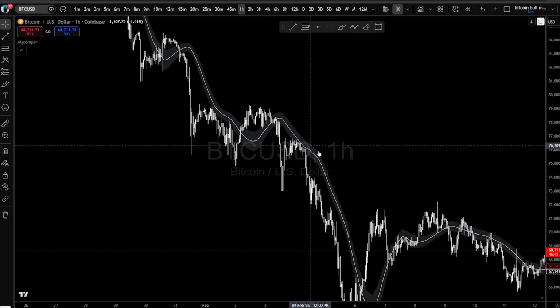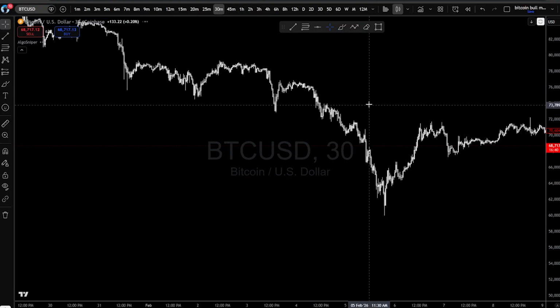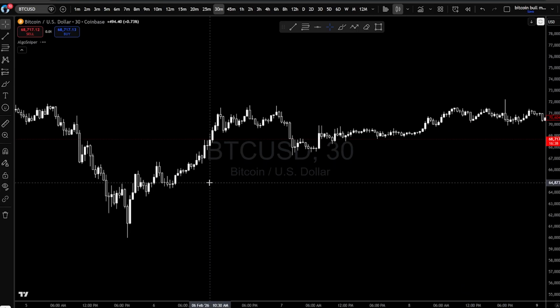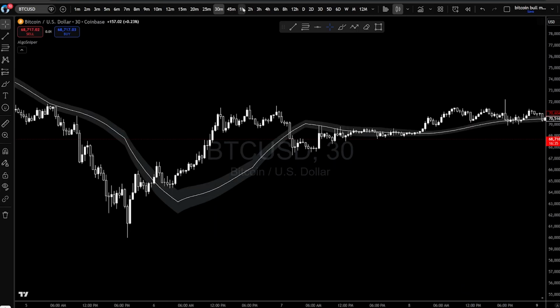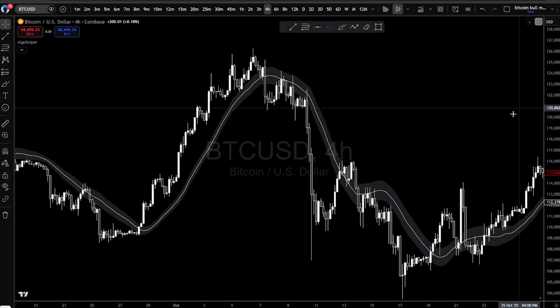So this is essentially how the cloud works. I really love the 1 hour time frame on this. If you want to be more aggressive, the 30-minute time frame is going to work really good as well. But you also want to pair it with the 4 hour time frame, and also the daily time frame.